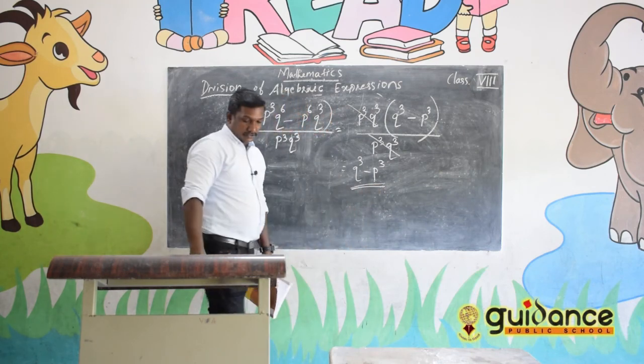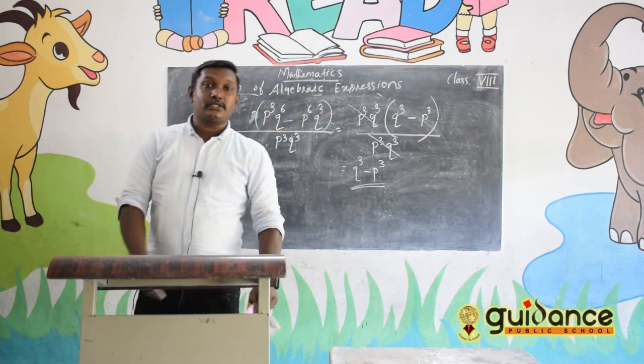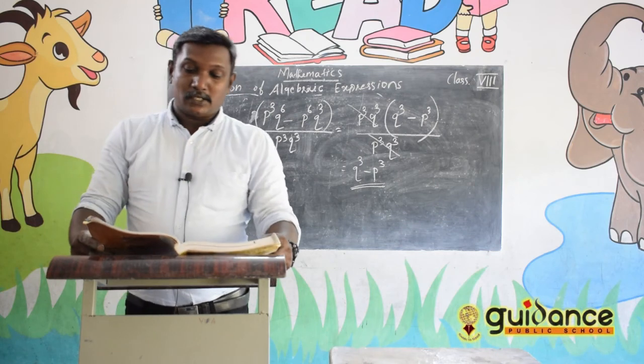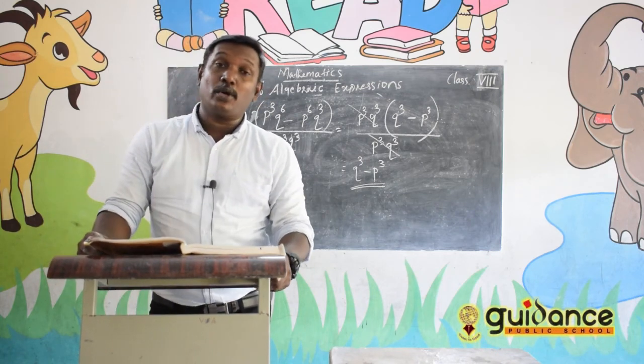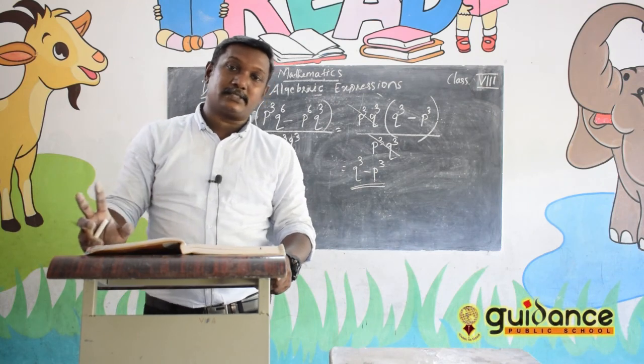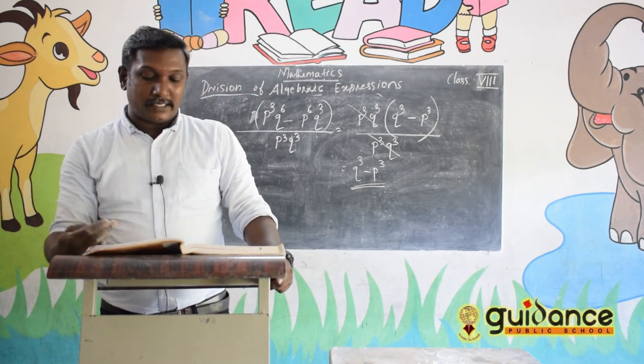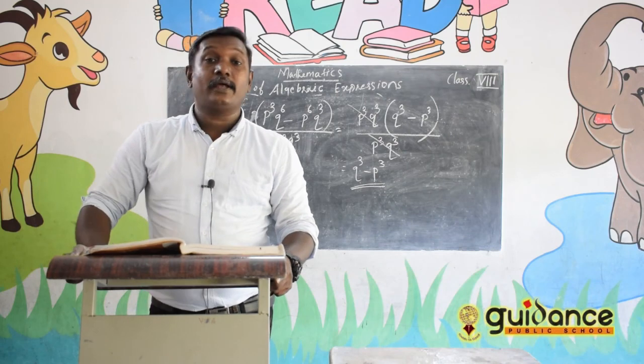Okay, got it? I thought everybody understood the division of algebraic expressions: monomial by a monomial, factorization, and division of a polynomial by a polynomial. The two things we discussed. The remaining part we can discuss in the next class. So I hope all of you understood.